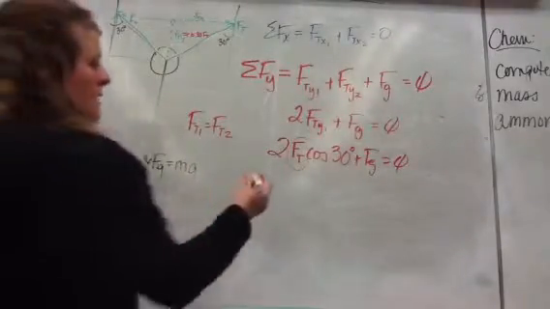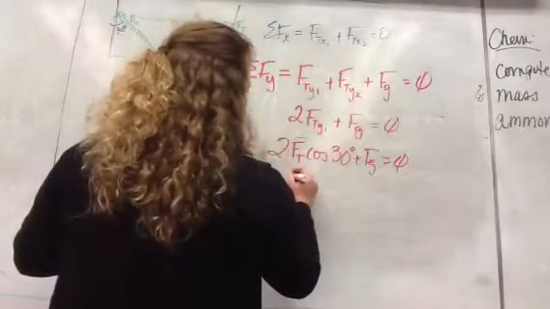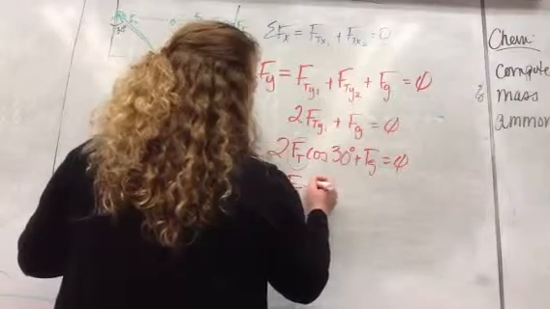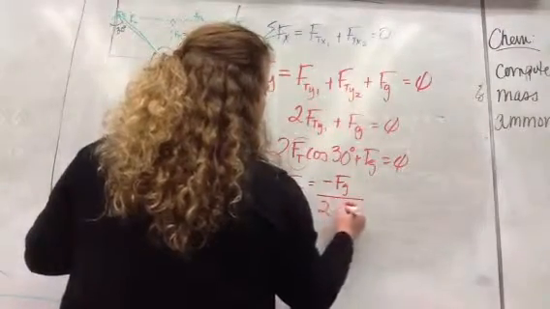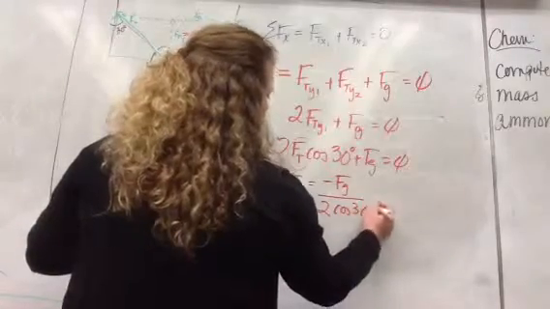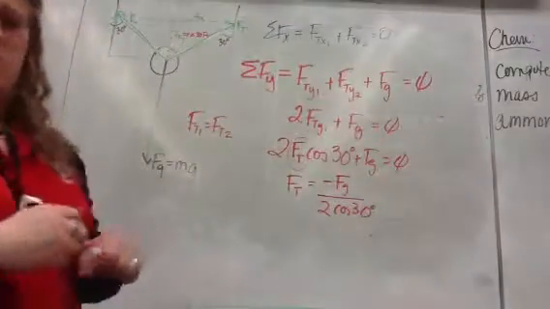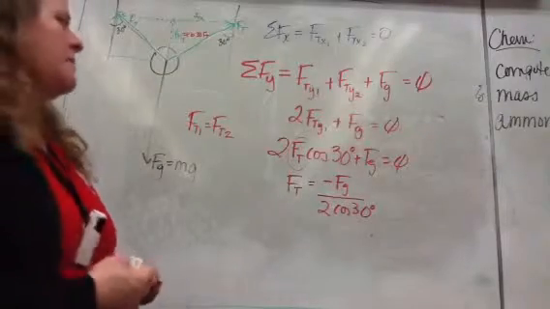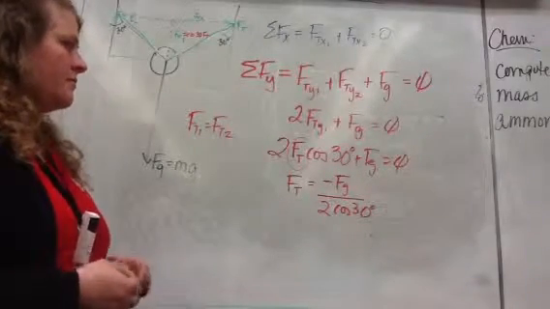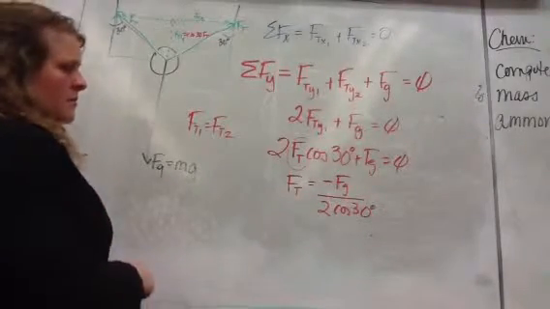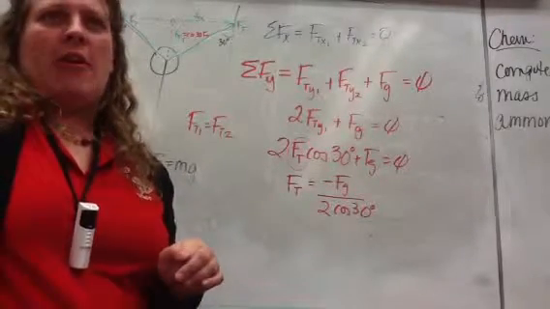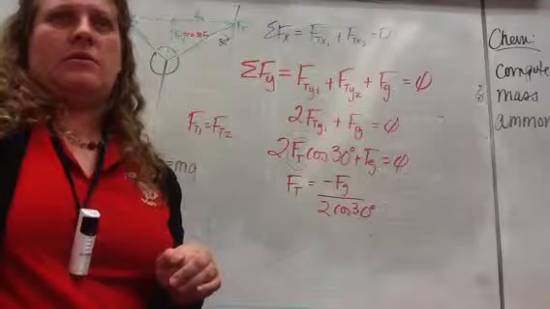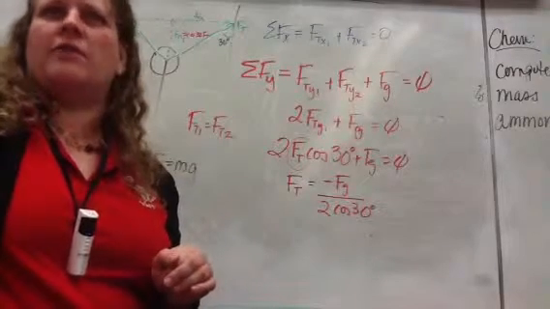Okay? So Ft equals negative F of G divided by 2 cosine 30. And from there you can plug. It gets a little bit hairier when we get to the next one, which is fine. It's okay.